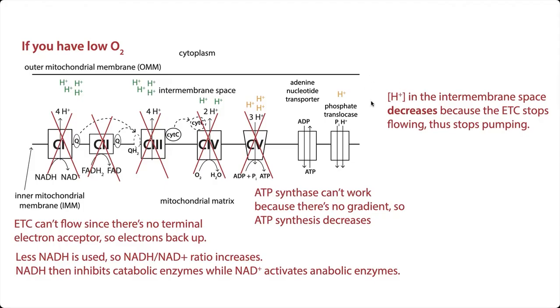You will have the proton concentration in the inner membrane space decrease because the ETC stops flowing and thus stops pumping. So it's easier to pump, but you can't be doing the pass-offs to power the pumping. So low oxygen is going to make it so the electron transport chain can't run. If the electron transport chain can't run, NADH is going to build up, and that's going to inhibit the citric acid cycle, which was our main source of the NADH.